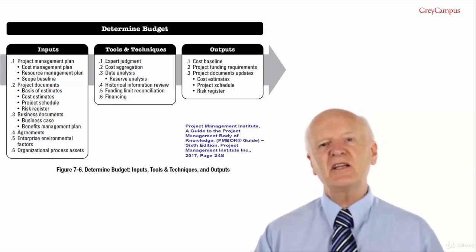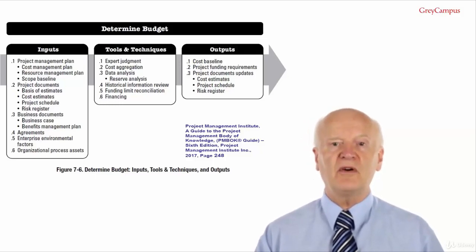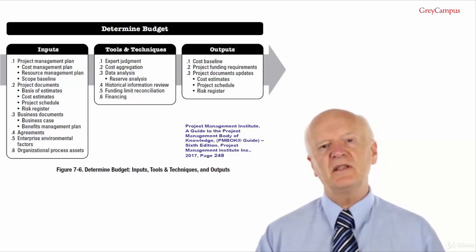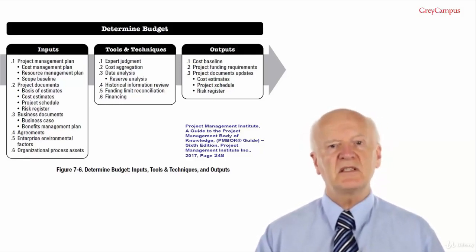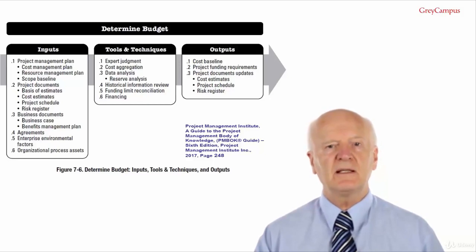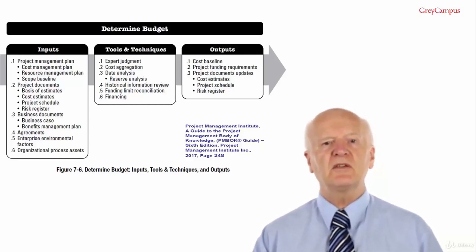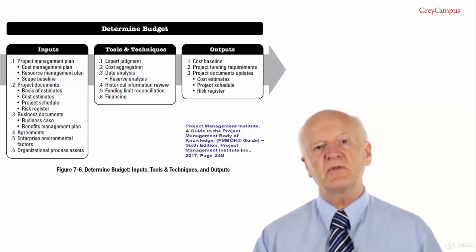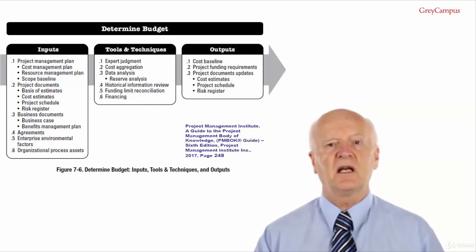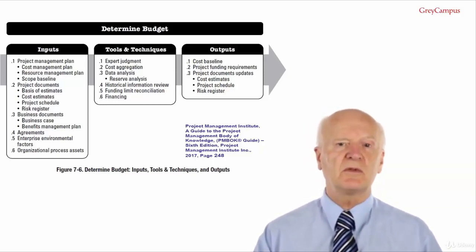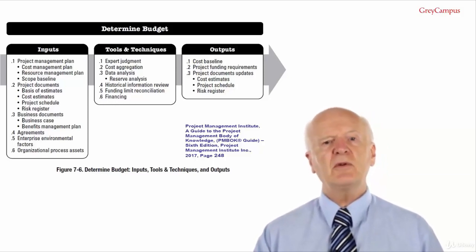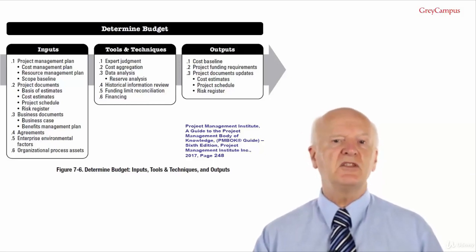However, the cost baseline and management reserves are both included in the total funds required. Funding often occurs in incremental amounts. It may not be evenly distributed, which appears as steps in figure 7.9. Output number 3, project document updates. Project documents that may be updated as a result of carrying out this process include cost estimates and project schedule. Estimated costs for each activity may be recorded as part of the project schedule. The risk register: new risks identified during the process are recorded in the risk register and managed using the risk management process.